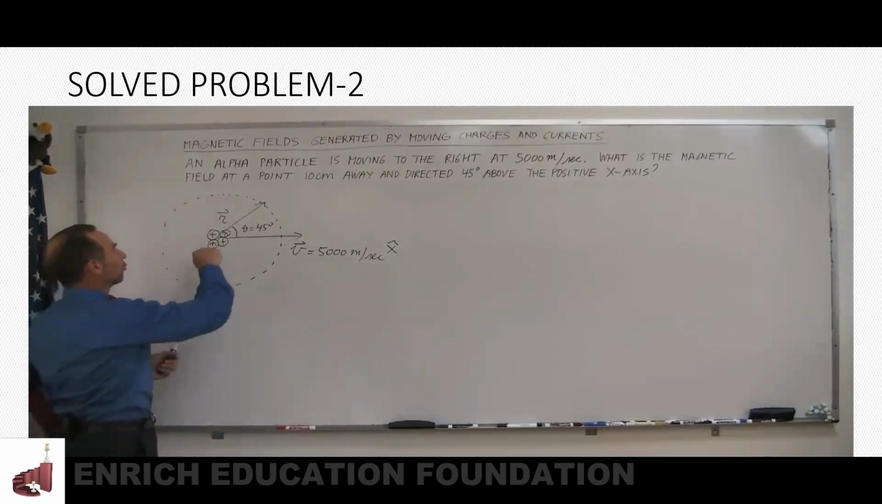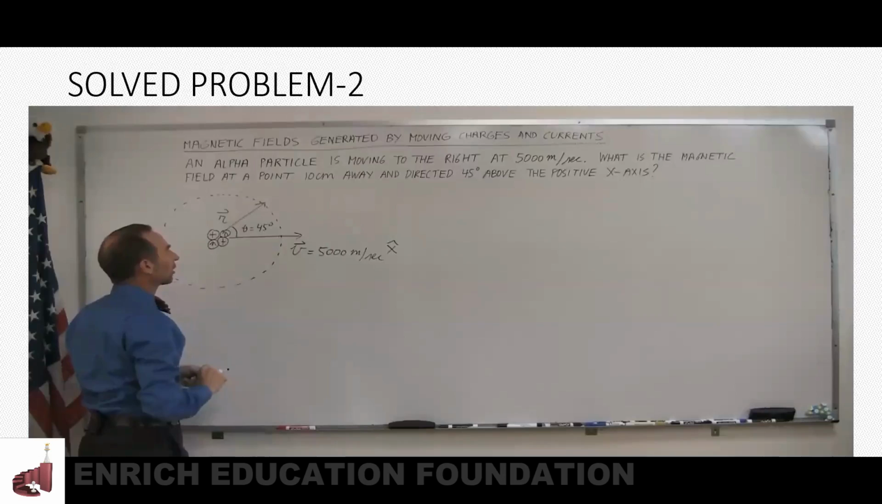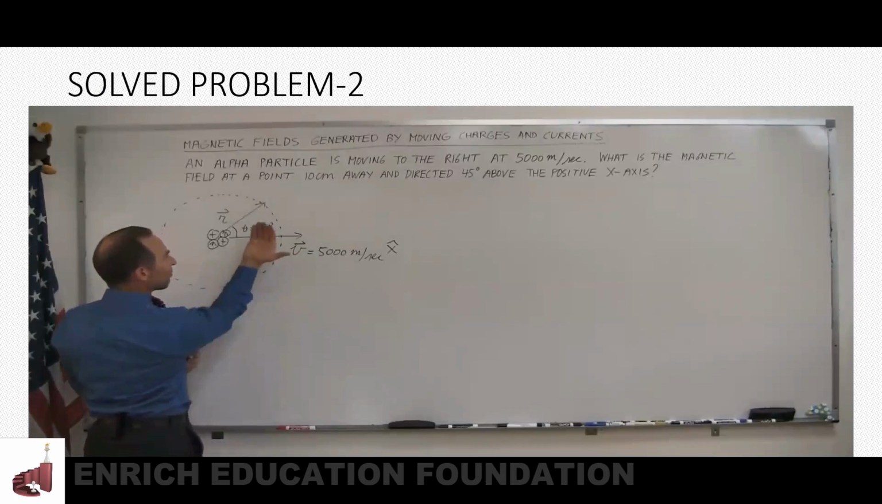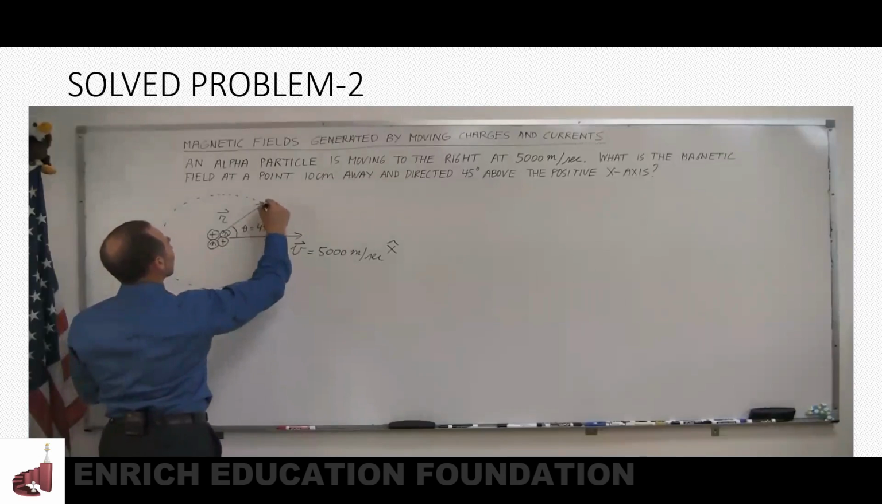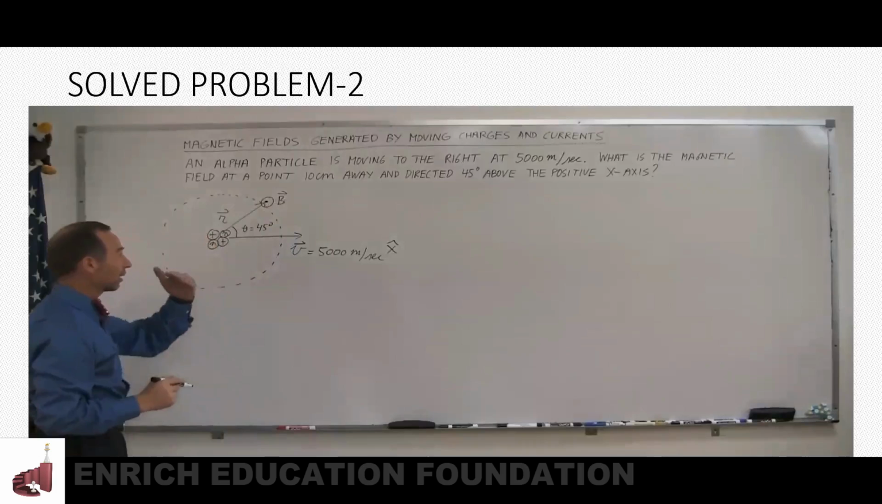So, assuming we're directly above the moving charge at an angle of 45 degrees above the horizontal axis, we can say that the B field is out of the board. So we draw a little dot with a little circle around it, indicating that's the tip of the arrow of the magnetic field coming out of the board.